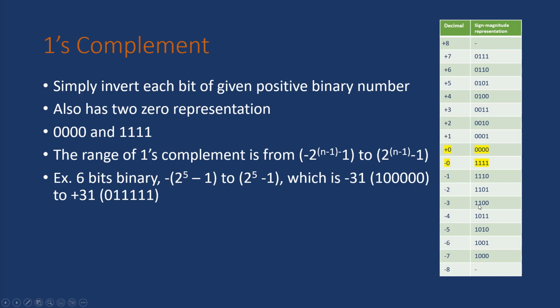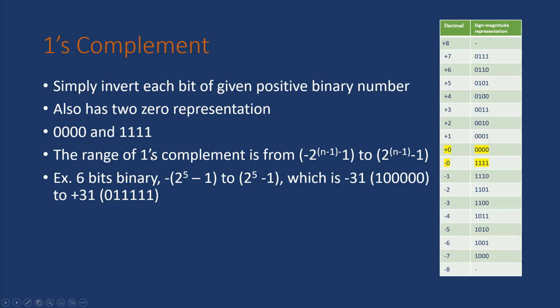The most significant bit is set to 1, which represents a negative number. So it also has two zeros. This is 000 and 111. That is also called a problem.